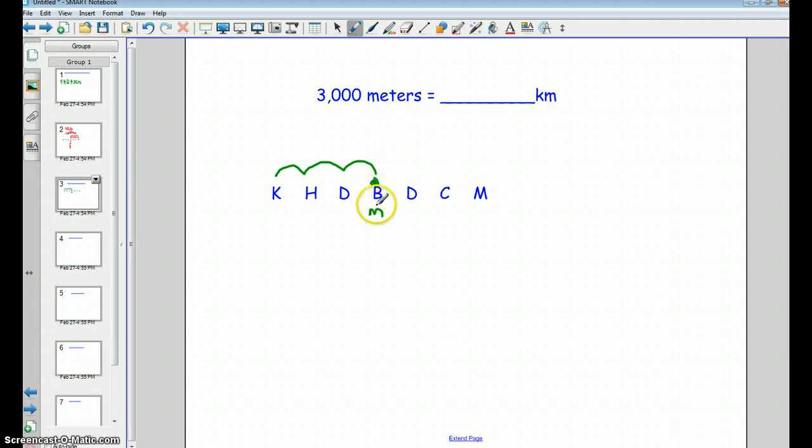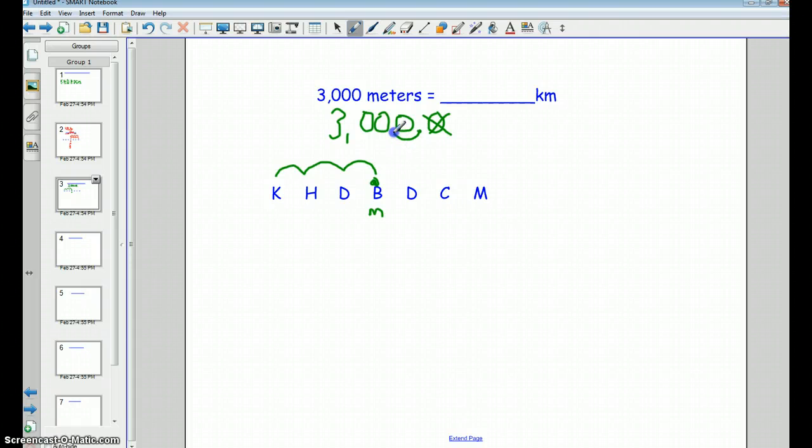So if I have to go from meters at the base to kilometers, I move to the left 3 places. 1, 2, 3, which means my decimal point also moves to the left. Now at 3,000, when I look at it, I don't see a decimal point right away. But we all know it's there. It could be 3,000.0. We just don't put that 0.0 on the end because it's a waste of time.